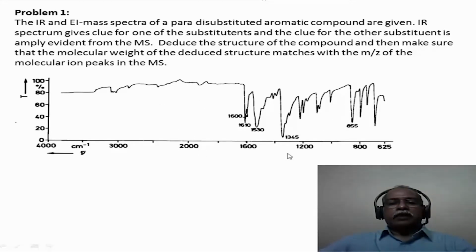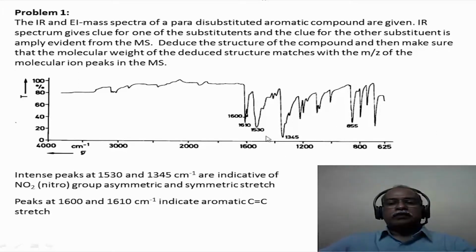From the infrared spectrum, it is very clearly seen that there are two intense peaks, 1530 and 1345. One should immediately recognize this combination of peaks to be the nitro functional group. The nitro functional group has an asymmetric as well as a symmetric stretching of the N-O bond. The asymmetric stretching comes at 1530 and the symmetric stretch comes at a lower frequency of 1345, and hence one can confirm the presence of a nitro functional group, which is probably one of the substituents in the para-disubstituted derivative.